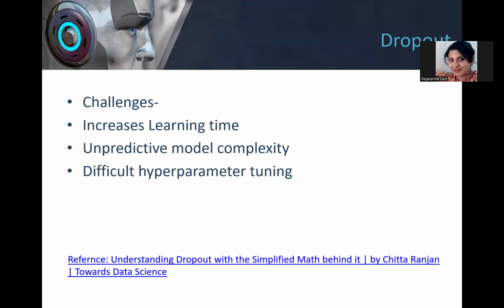What are the cons of this technique? It leads to increased learning time, unpredictable model complexity, and yes, hyperparameter tuning becomes difficult, because for every layer we are applying a different ensemble, using a different dropout technique, so it will lead to difficulty in tuning of the hyperparameters.